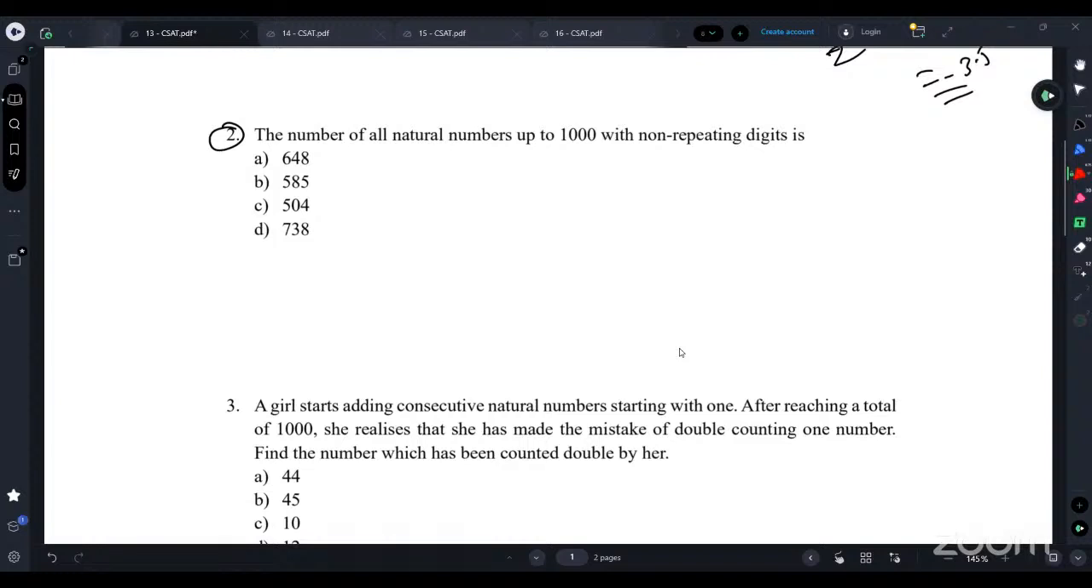So how do you calculate, how do you count such numbers? We basically use permutations, right? Yeah, for basic counting. So how do you use that?